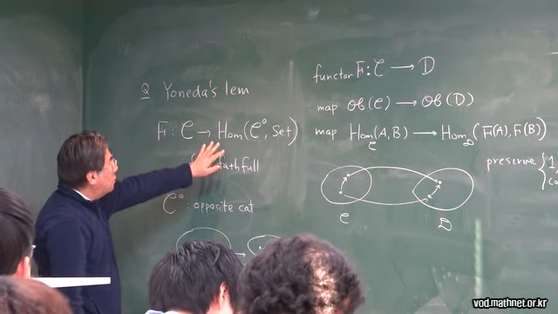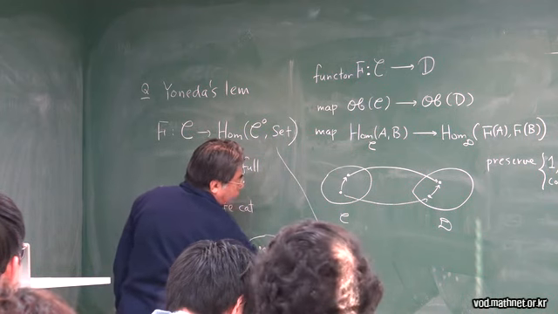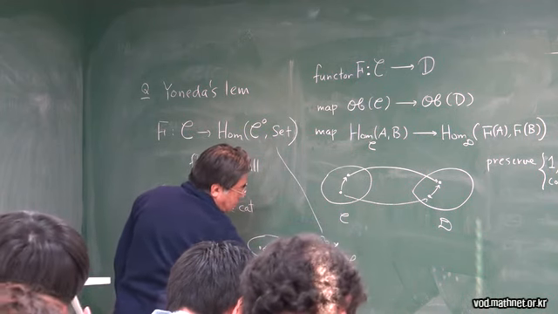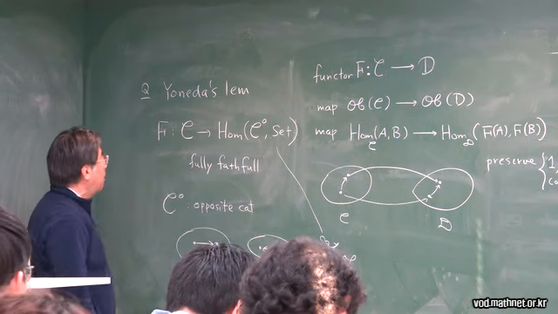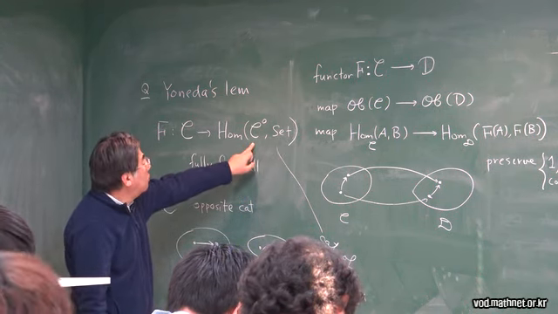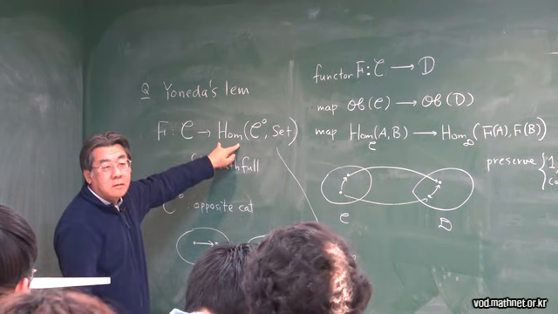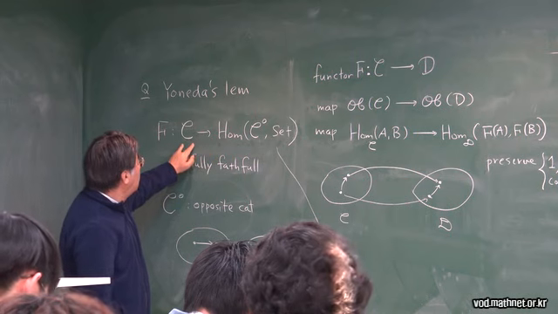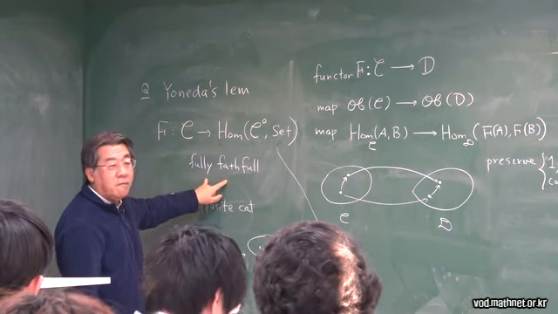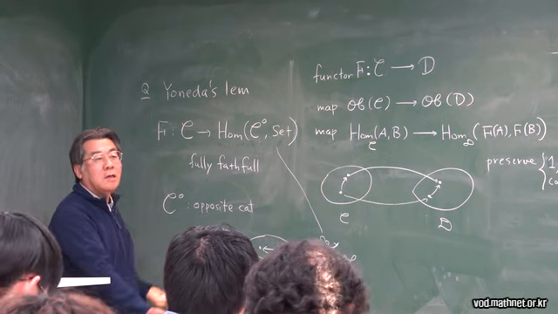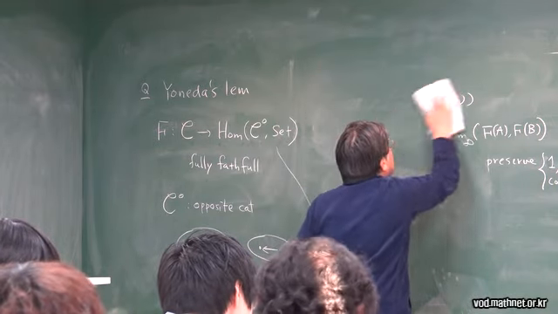In other words, this is the category of contravariant functors, and this is the category of sets. So from the opposite category to the category of sets, if you have two categories, then what you get is a category of functors. And any category C is embedded into the category of functors fully faithfully. So any category is a subcategory of a category of functors. So this is Yoneda's lemma. In this sense, the category of functors is very important.